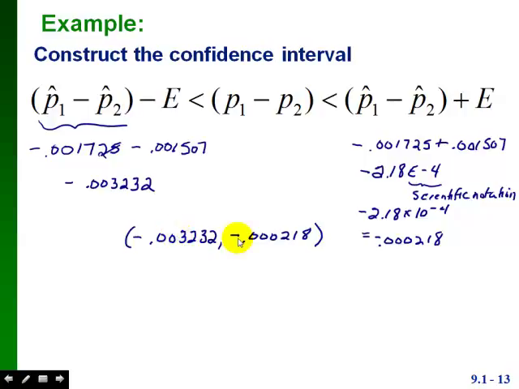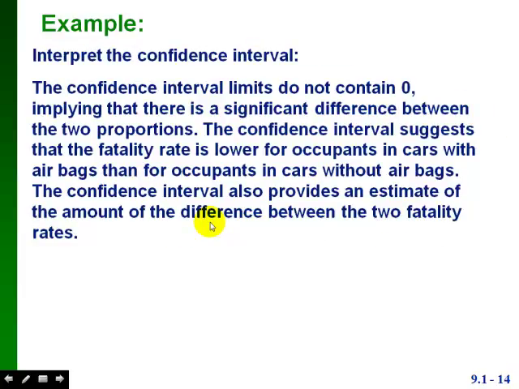Now, if you notice, both of our limits are negative. They don't include 0, which means that 0 is probably not a possibility for the difference between these two population proportions. Since they're both negative, that means in general that our first proportion, the p1, is smaller than the second proportion, because that's what they'd have to be for this to come out negative. So another way of saying this is that we do see a significant difference between the two proportions. And again, if we go back to what the problem was, that tells us in general that the fatality rate is lower for people in cars with airbags than for people in the cars without the airbags.